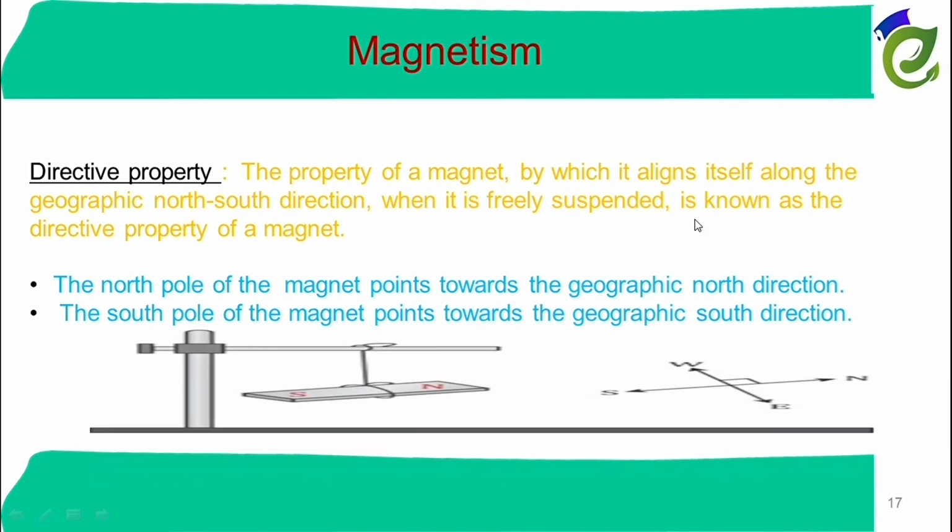Below are the images. So till now we have learned about attractive property, repulsive property and directive property. These are the three magnetic properties that we have.